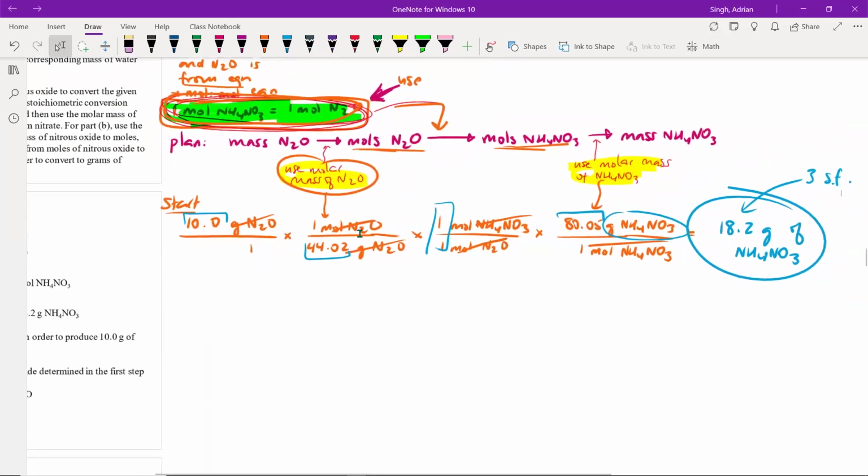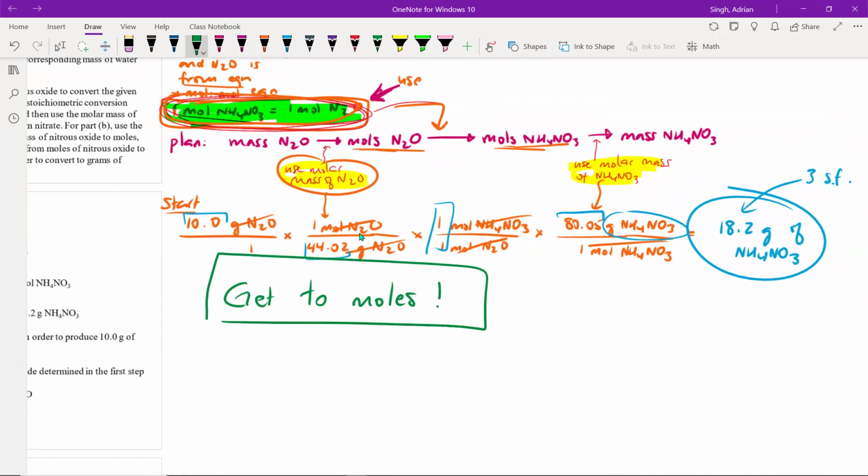So as you are practicing and doing practice problems in your homework and elsewhere, the ultimate goal of stoichiometry, in order for you to use this balanced equation, whatever that equation is, there's one very important thing that you need to do. Okay, and that is to get to moles. Once you get to moles of either the reactant or the product, then we can use the mole to mole ratio from the equation to connect the moles of that thing to moles of any other thing in that problem or in that equation.